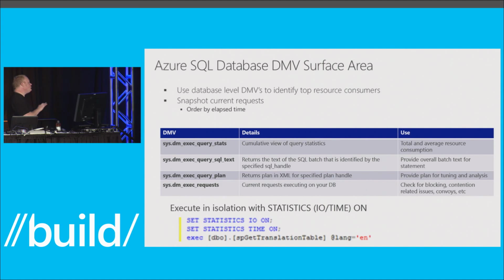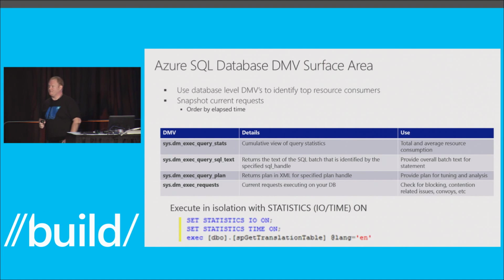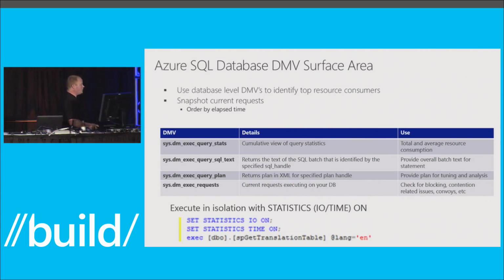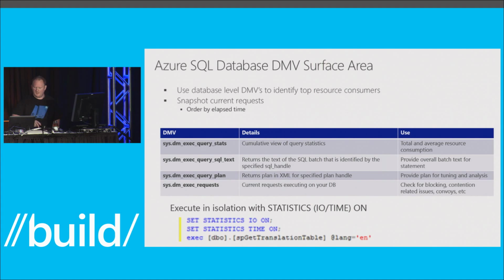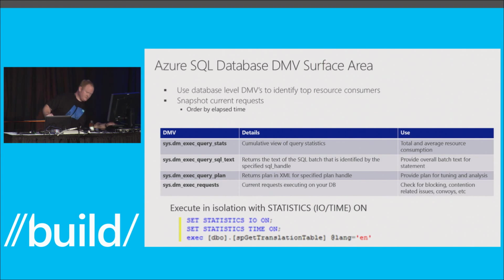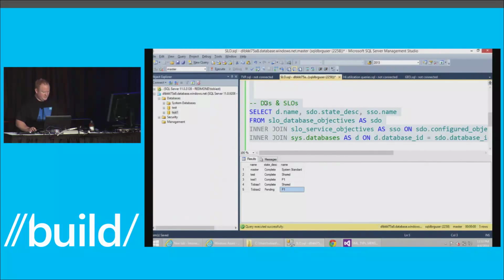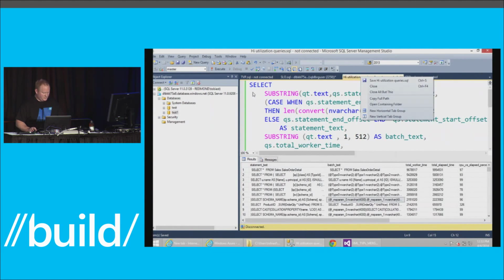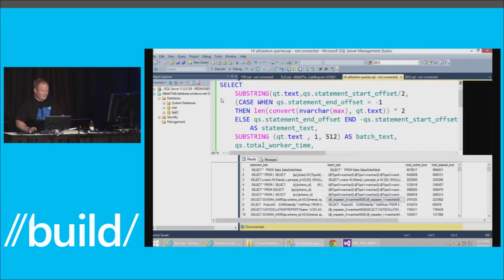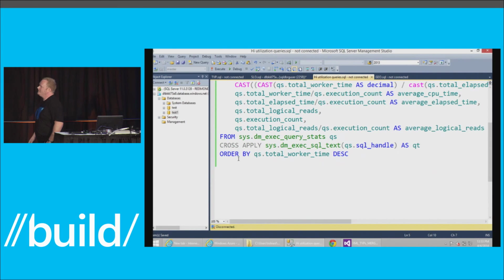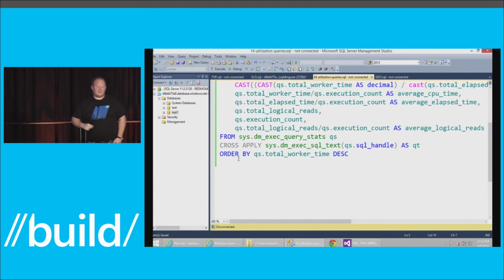So while we don't have Profiler or X events enabled in SQLDB right now, we do have a bunch of DMVs, dynamic management views, that you can basically query to understand what's going on in the database. So let me just show this. The internet is not very good here, so I'll use my local instance instead. So here we basically have some cooked query that goes against DMXEC query stats.